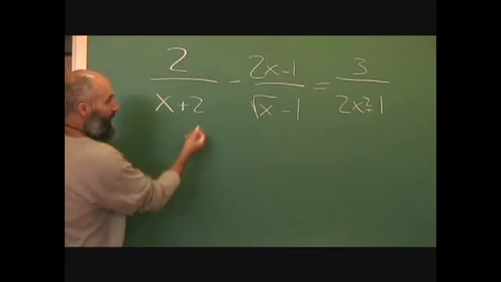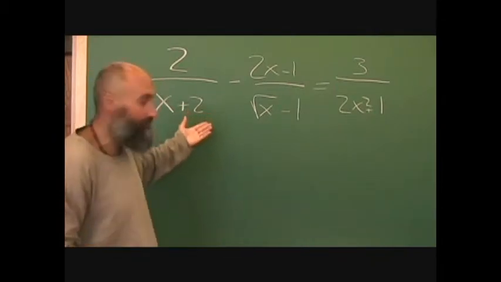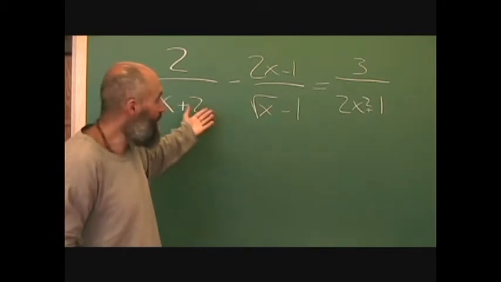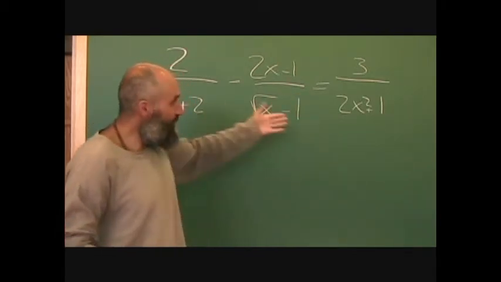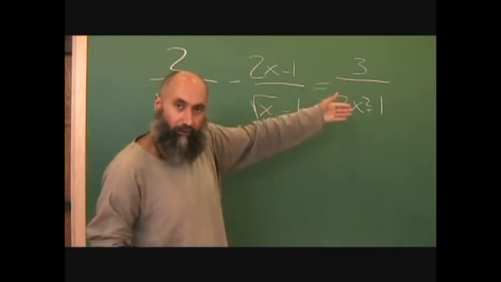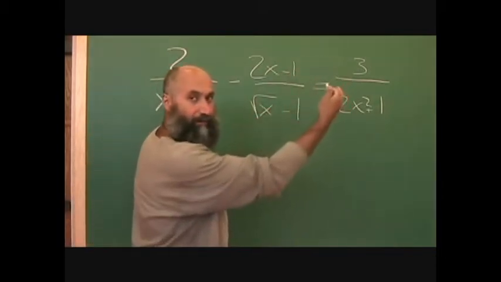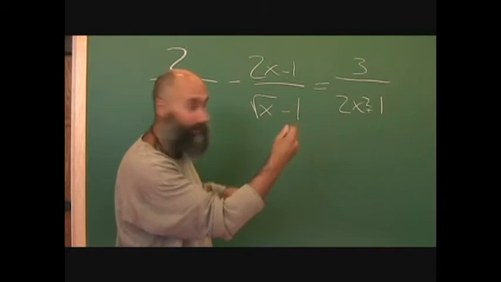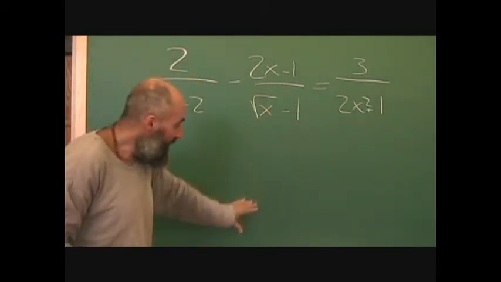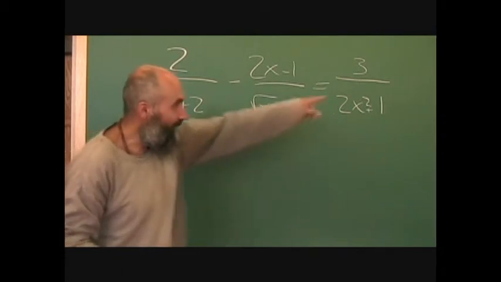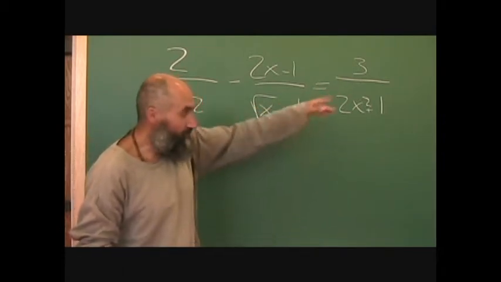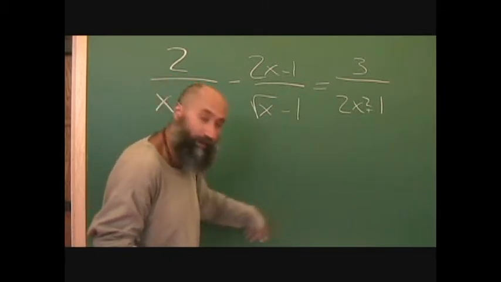So all you do, if they ask you what the restrictions are for this problem, or even if they ask you to solve this problem, the first step you should do is find your restrictions and make a little note of it on the side of the paper. So after you solve this equation, when you get to the bottom, you can cross-reference your restrictions with your solutions. That way, if any of the restrictions appear in your solutions, you can knock them off, right?